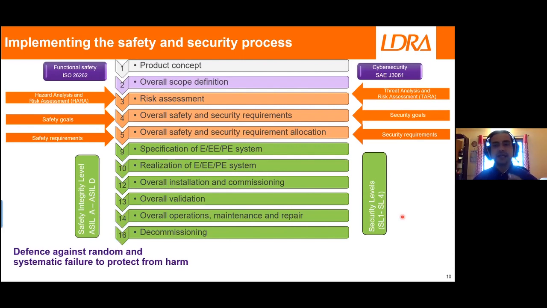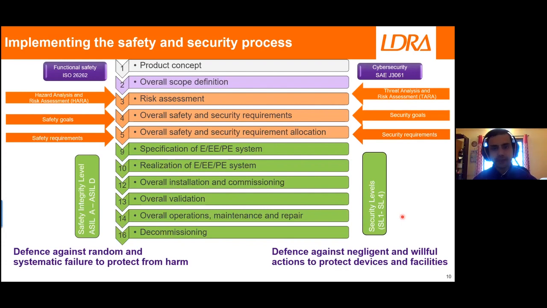So the main thing about safety, in a nutshell, is the defense against random and systematic failures. When we talk about safety, it's the defense against random and systematic failures. Whereas security mainly defends against negligent or willful actions, the threats, the cyber attacks which are going to happen on the system, and protects the device.